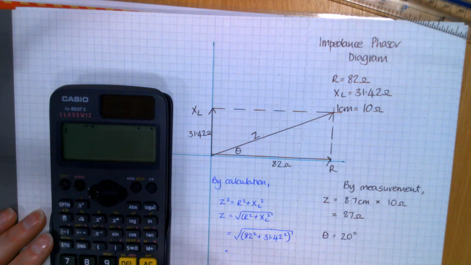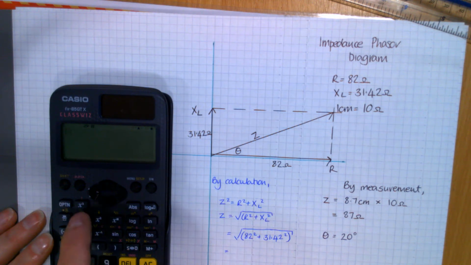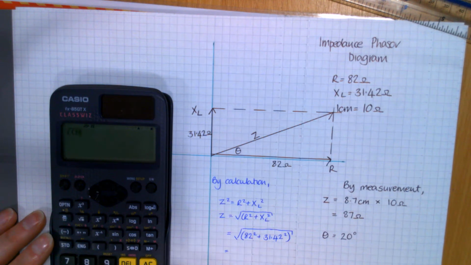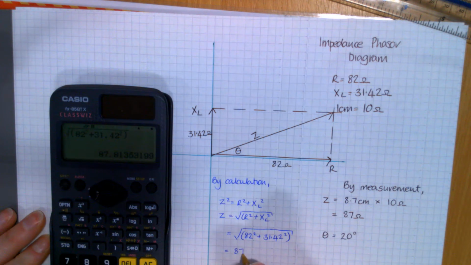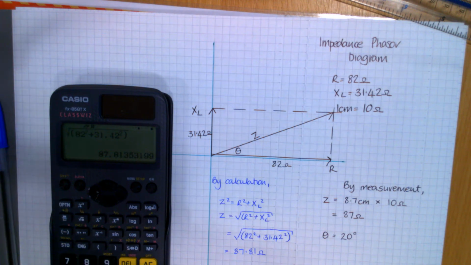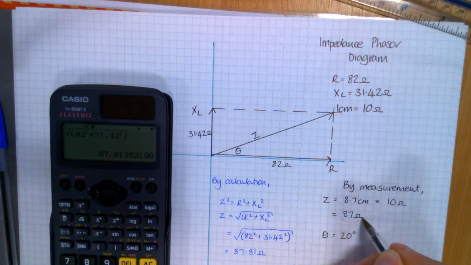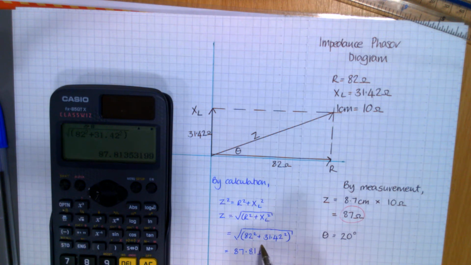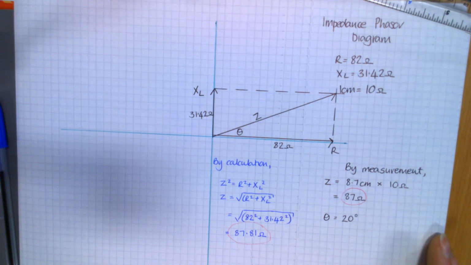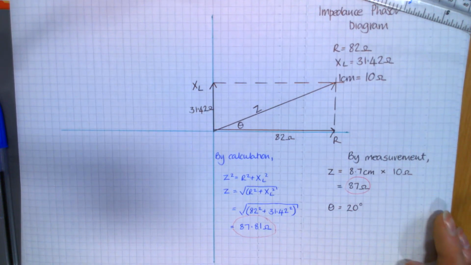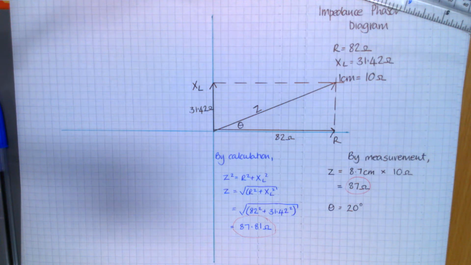Okay, so we'll work through this calculation. We're going to do the square root, open your bracket, 82 squared plus 31.42 squared, close your bracket, equals 87.81. That's not bad. What I'm doing in my measurement is comparing this by measurement to this by calculation. I think they're quite similar, so I'm quite happy with that. These two are similar enough for me.